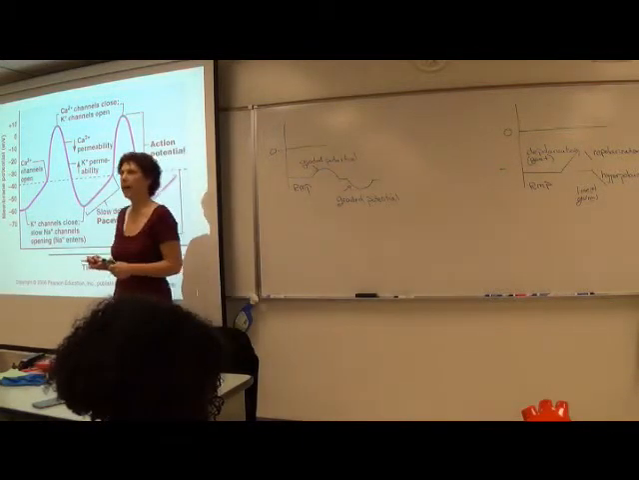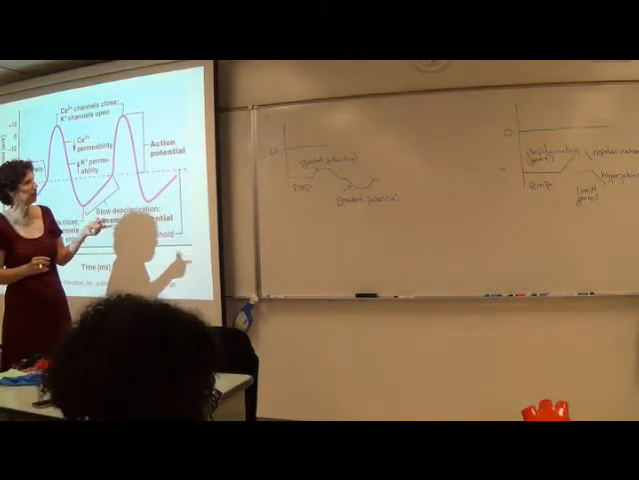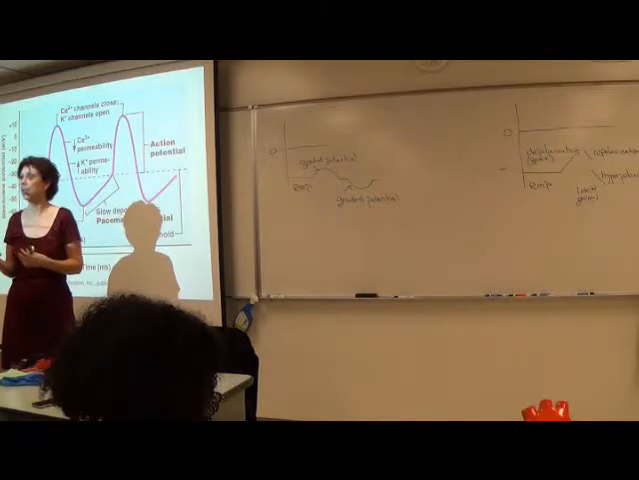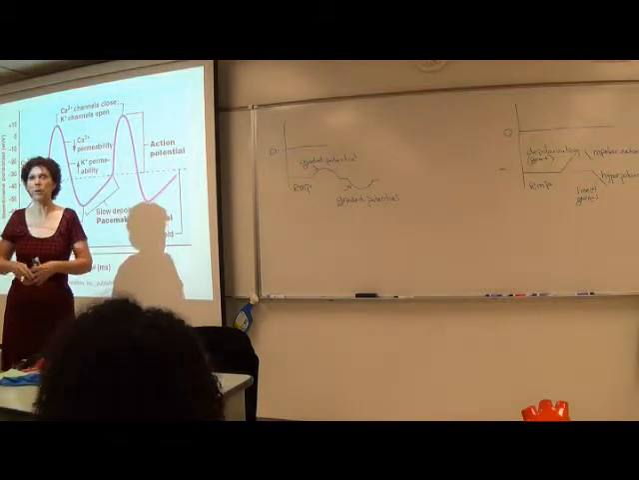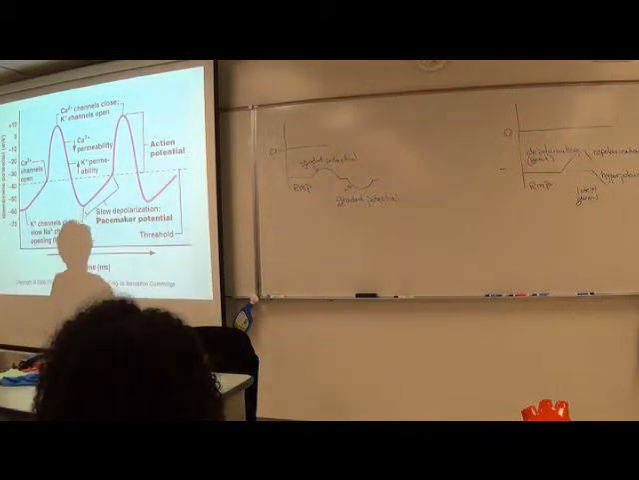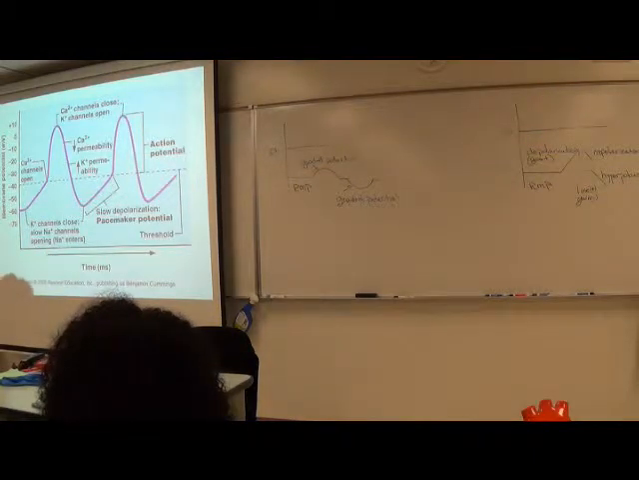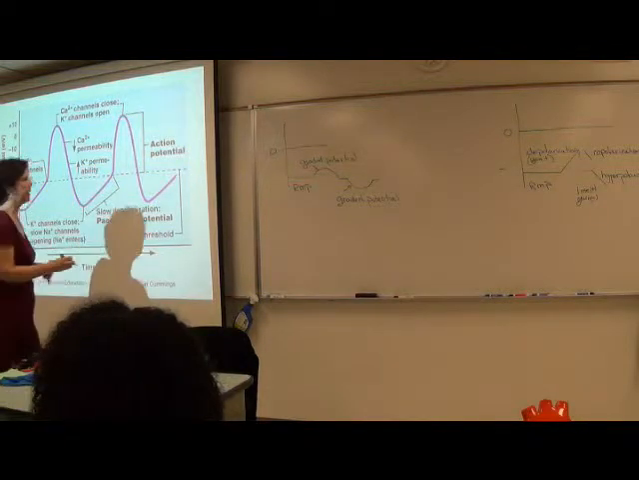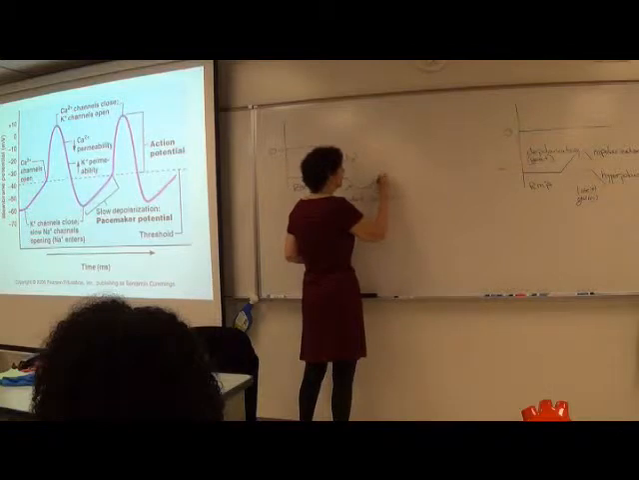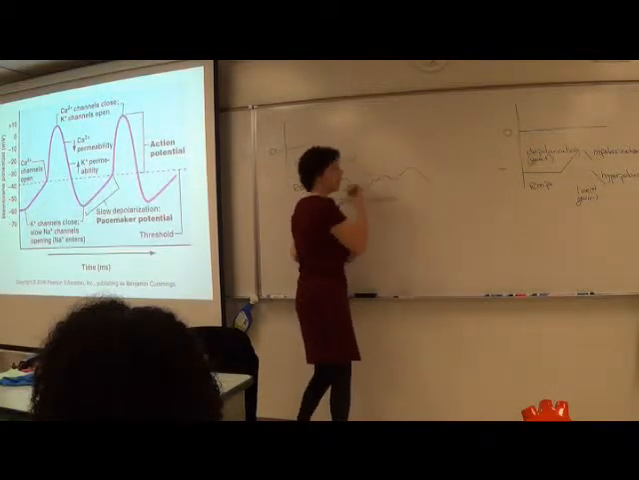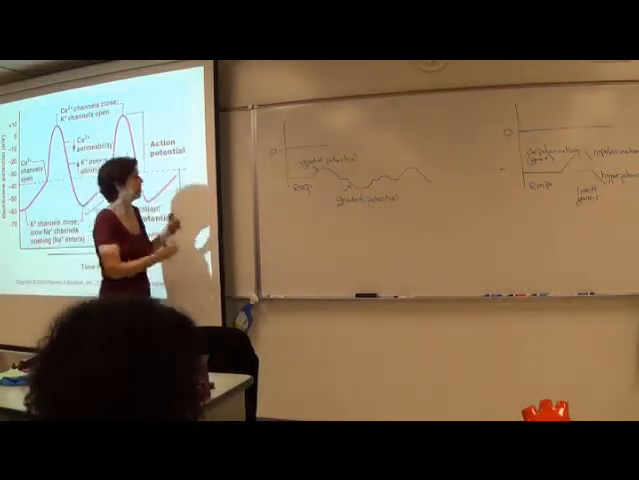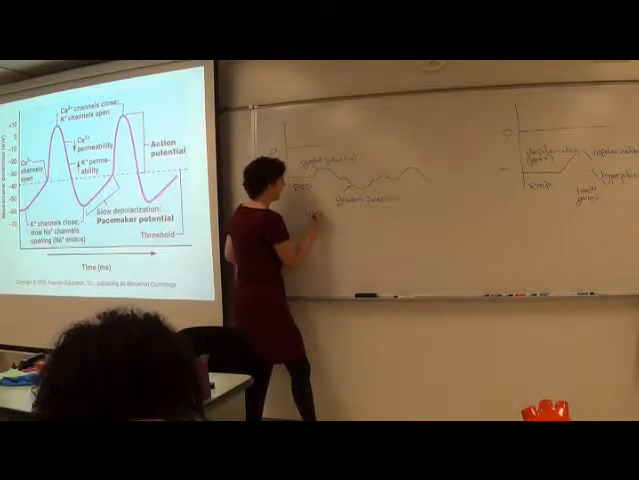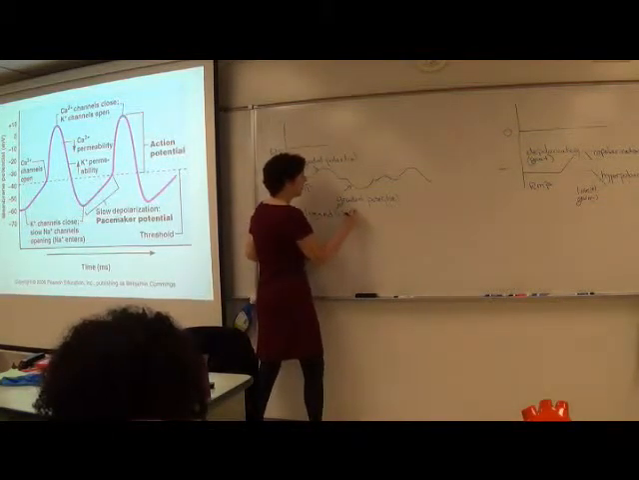All right, so what kind of channels produce these graded potentials? Ligand-gated channels. If we had a lot of acetylcholine, then we would open up a lot of positive ion channels. If we only had a little bit of acetylcholine, then we would open up just a few. And so we would have a different strength of our graded potential. So that's what we mean by graded potential. It's dependent on the number of channels that were opened, and these would be opened by ligand or chemically gated channels.